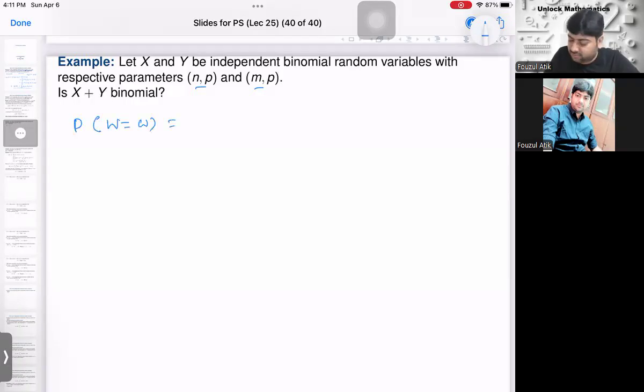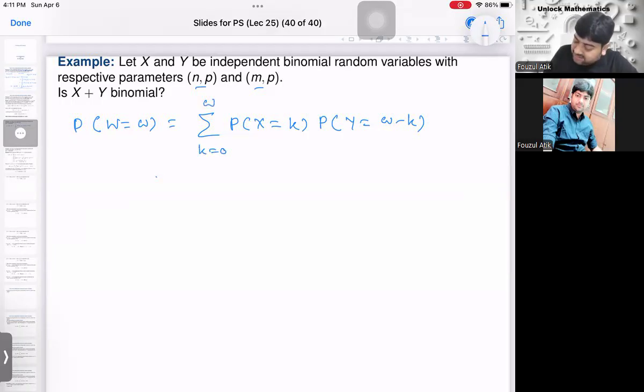So we know that convolution is basically the sum over all x. So what we can do, it is equal to P of X equals k and P of Y equals w minus k. And then we have to do this for all such k, right? So therefore k is equal to 0 to w.